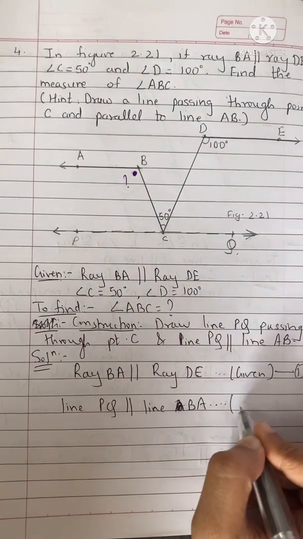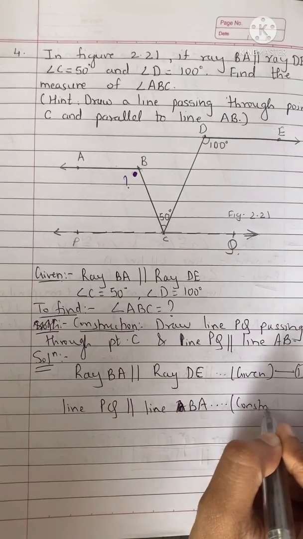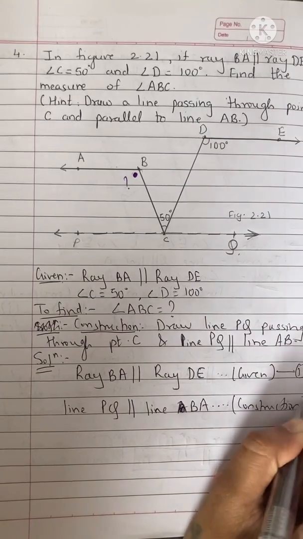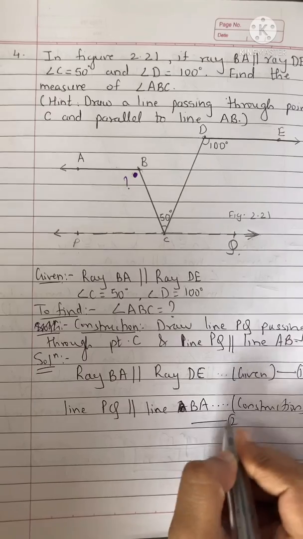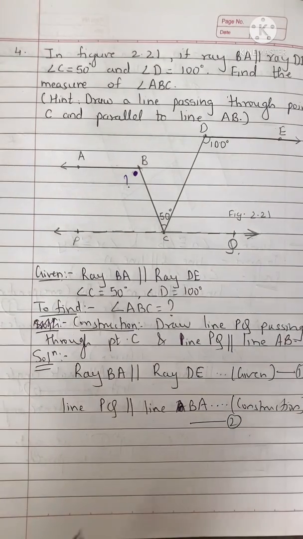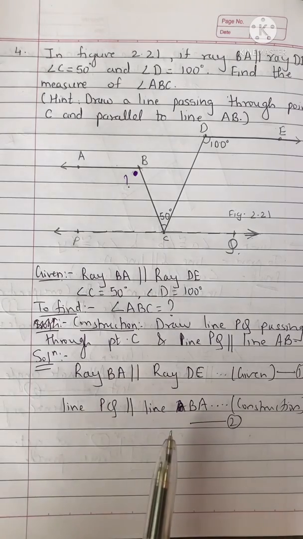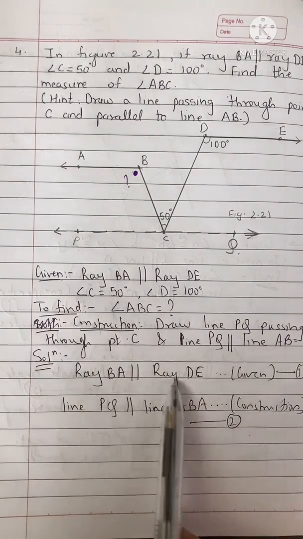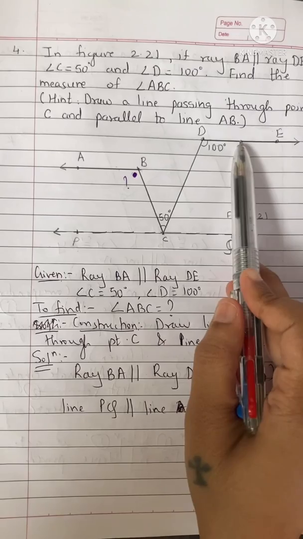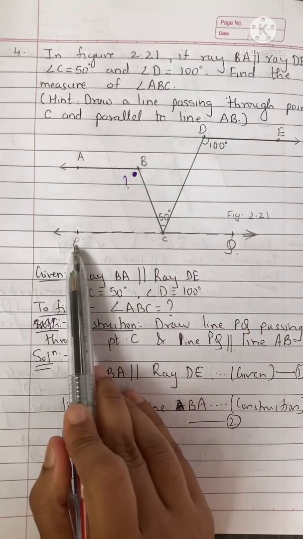Now you have to write your construction. From construction, give equation number 2. So from 1 and 2, if you see ray BA, that means you can consider it as a line also. Ray BA is parallel to DE, and BA is parallel to PQ.